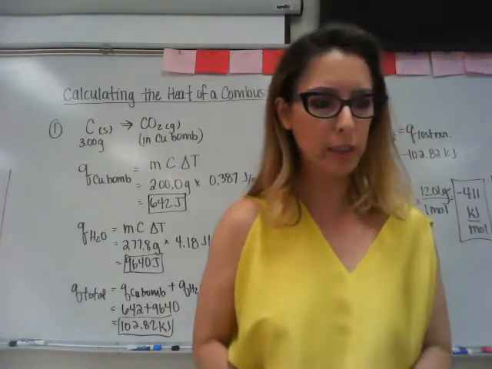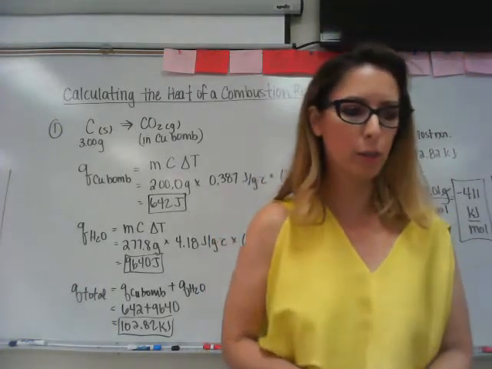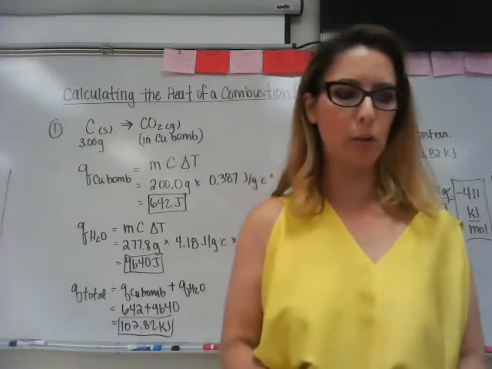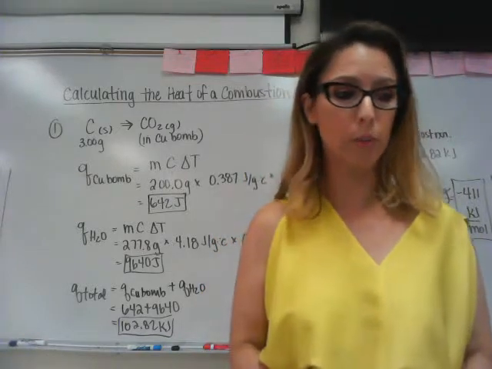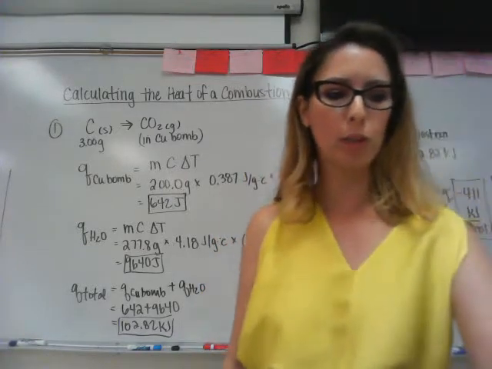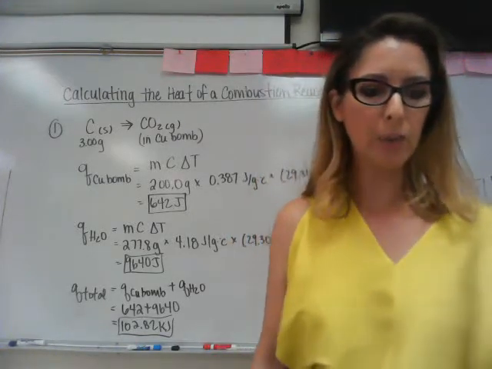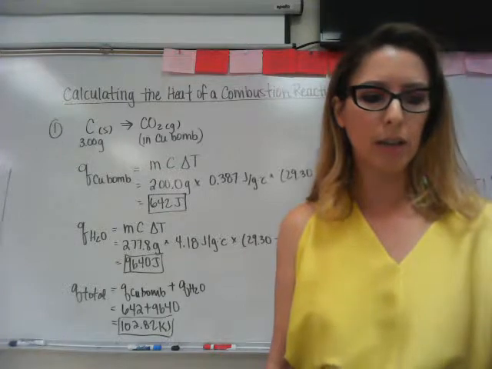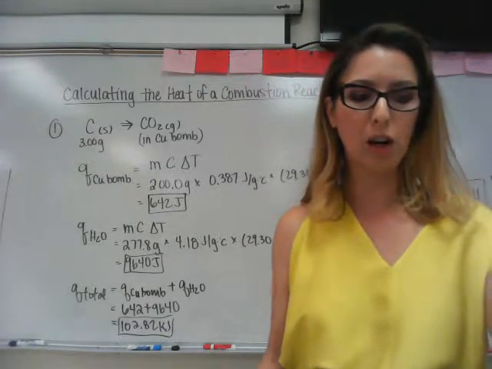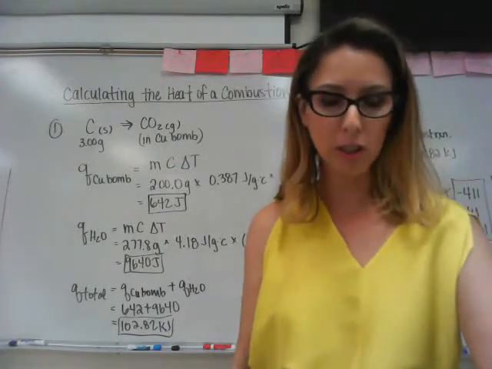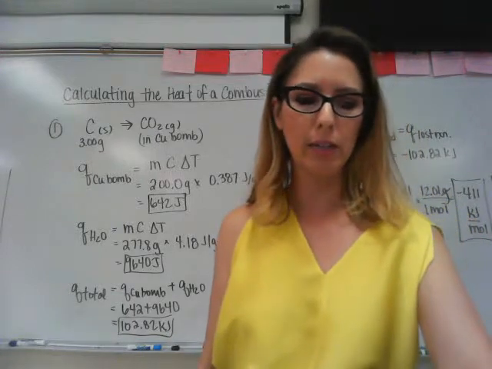Okay, we are on calculating the heat of a combustion reaction, and the first practice problem says you have a 3-gram chunk of coal, which is solid carbon, and it's burning to produce carbon dioxide gas, and this is happening in a copper bomb. The mass of the bomb is 2 kilograms, and the mass of the water in which the copper bomb is immersed is 2.778 kilograms.